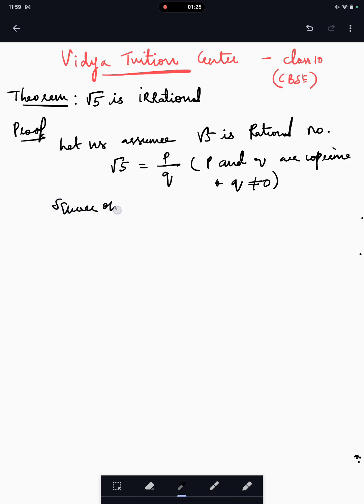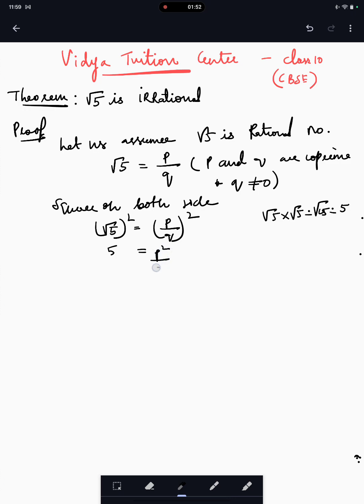square on both the sides of this equation, root 5 is equal to P by Q. So root 5 the whole square, then P by Q the whole square. Now root 5 into root 5 is what? Root 5 into root 5 is root 25, which is 5. Okay, so then 5 is equal to P square by Q square. So now Q square is equal to what? Q square is equal to P square by 5. So keep this equation as the first.